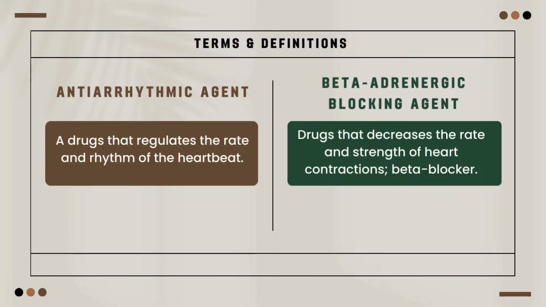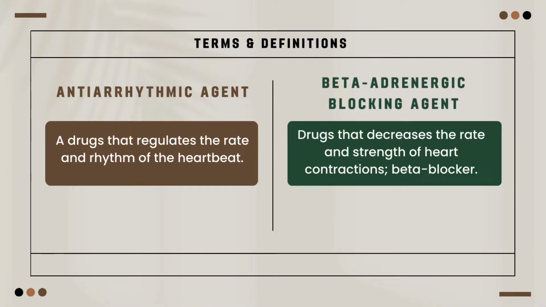Next is the antiarrhythmic agent. What is antiarrhythmic agent? These are the medications designed to regulate the rate and rhythm of the heartbeat. They also manage the abnormal heart rhythms known as the arrhythmias, which involve the heart beating too fast or too slow.